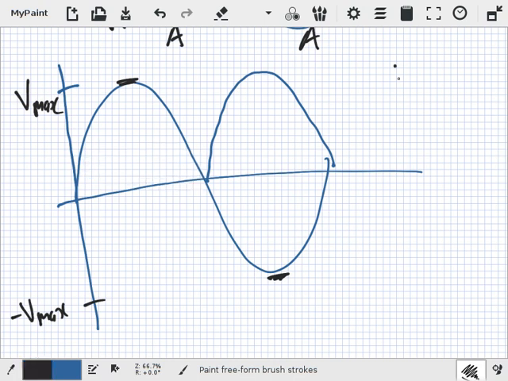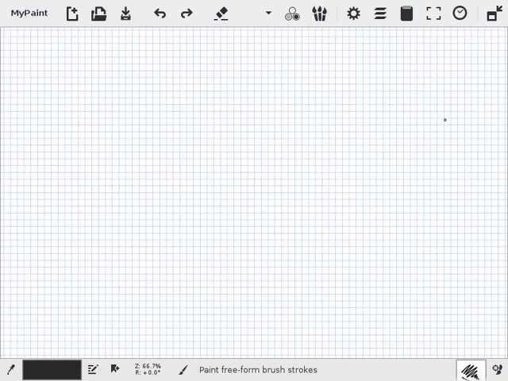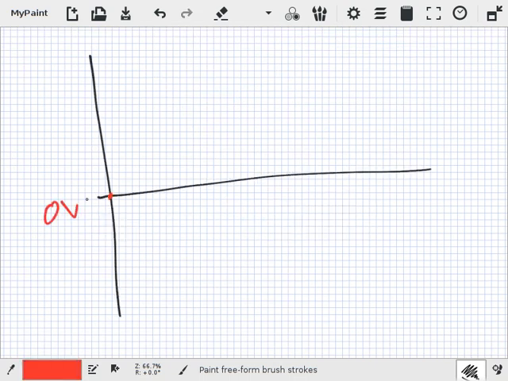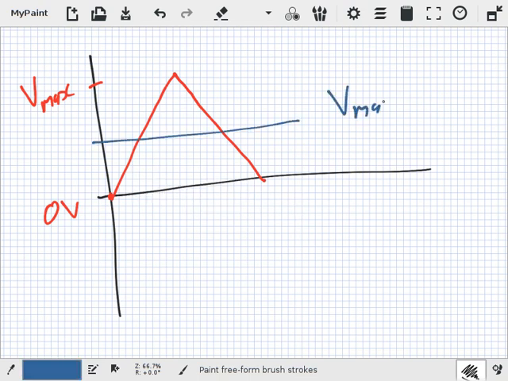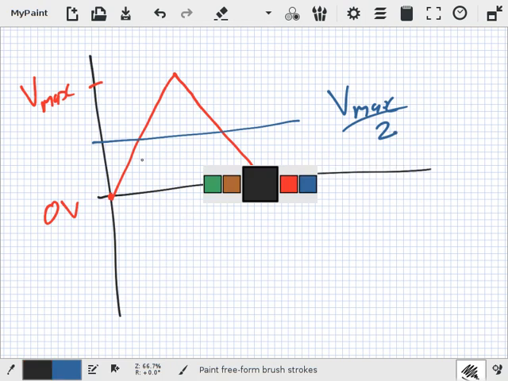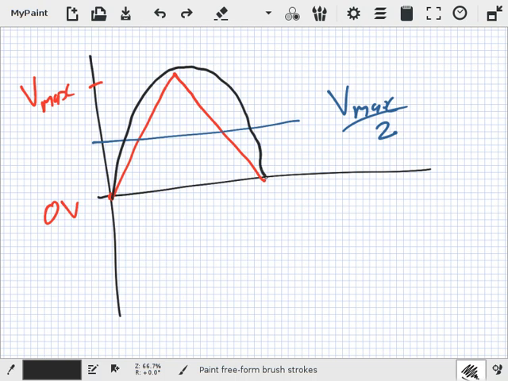You might think it could be something like V max over 2. But it's not actually quite like that. The reason for that is because it's not linear. Let me show you. If you had a graph like this, let's say it starts at 0 volts, and we'll call this V max, and it goes up to V max, and then it goes back down. Then here the average voltage would be V max over 2. But when it's not linear, when it's curved like this, the formula actually changes.